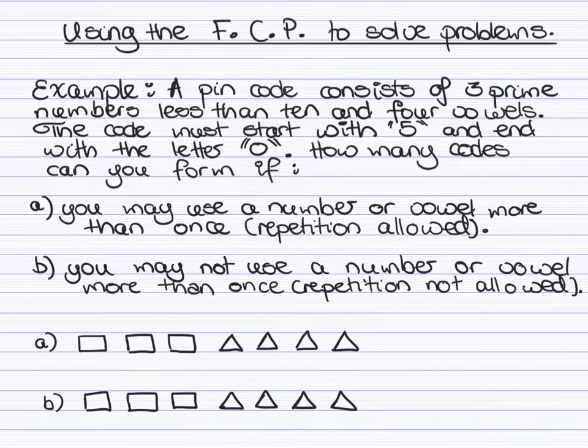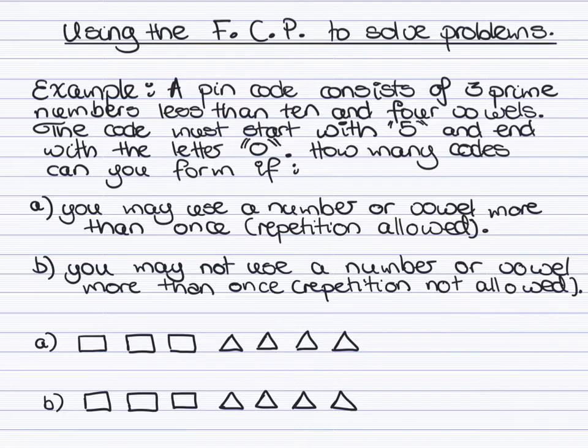A PIN code consists of 3 prime numbers less than 10 and 4 vowels. The code must start with the number 5 and end with the letter O. How many codes can you form if A, you may use a number or vowel more than once, repetition is allowed, and part B, you may not use a number or vowel more than once, repetition not allowed.